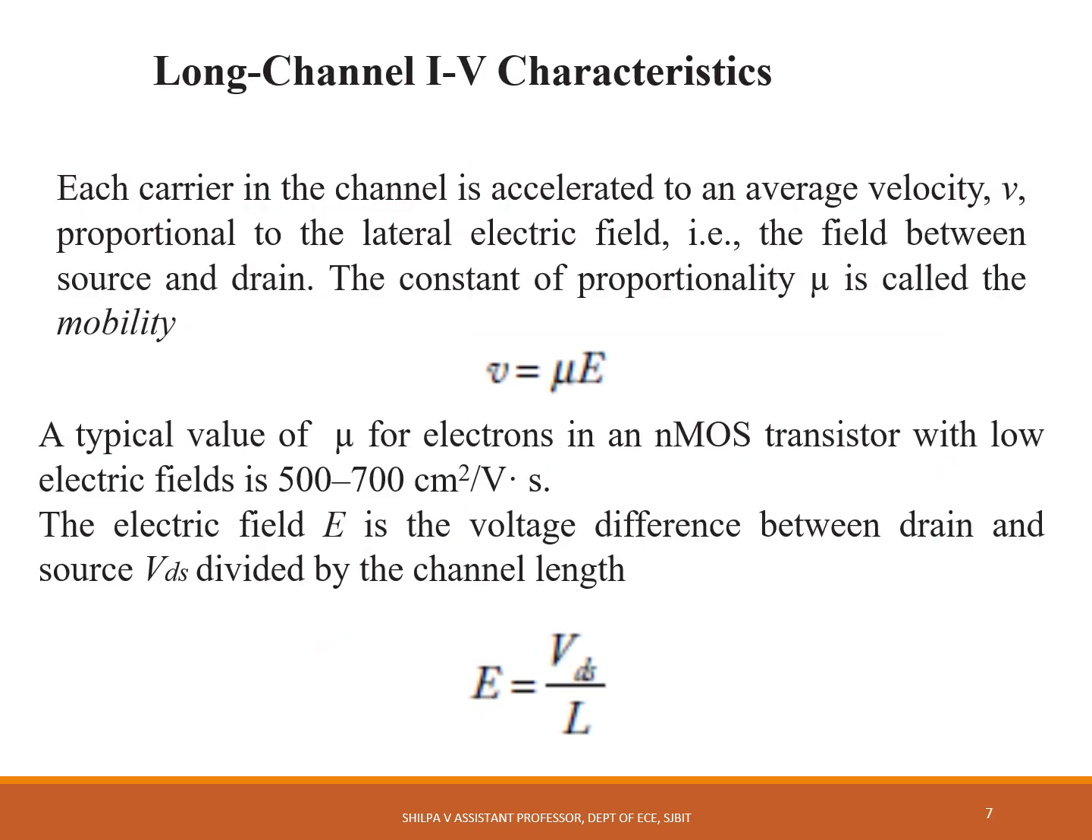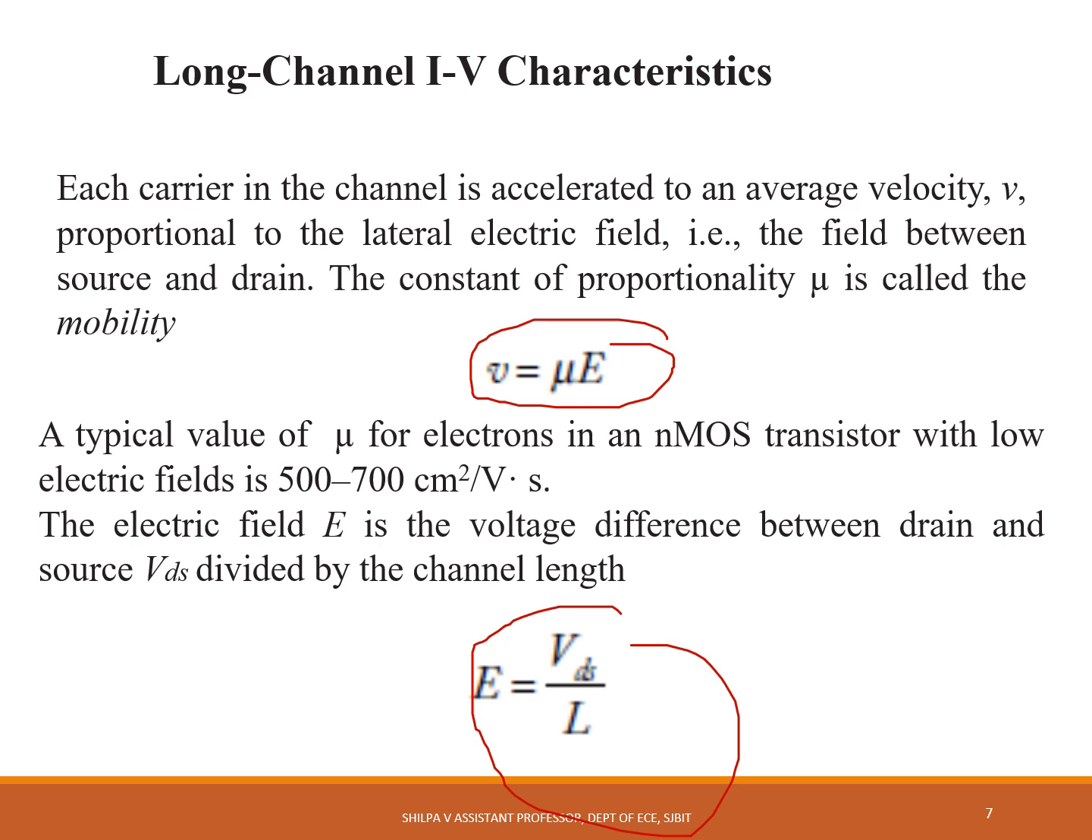Now each carrier in the channel is accelerated to an average velocity of v. This v is proportional to the lateral electric field, which is E. The constant of proportionality mu is called the mobility. So v is equal to mu into E, where mu is mobility, E is the electric field, and v is the average velocity. The electric field E can also be written as VDS by L, where L is the channel length and the voltage difference between drain and source is VDS.